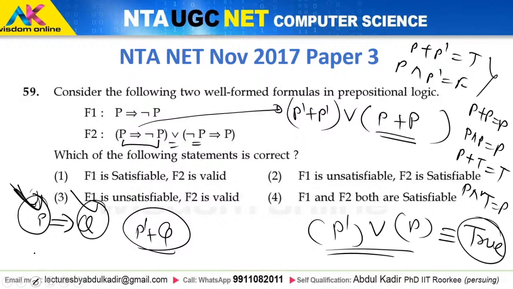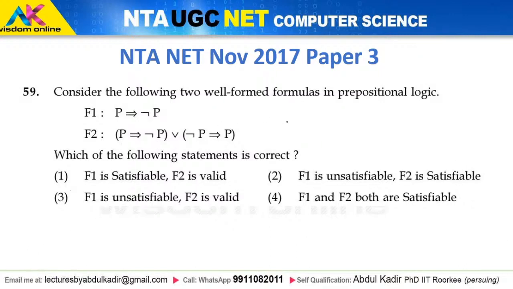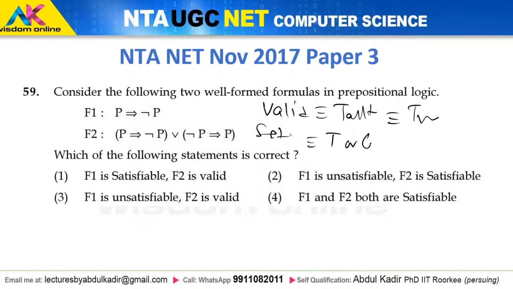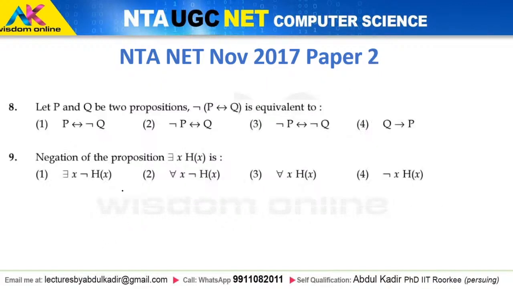Every valid formula is satisfiable. So I can see some people are discussing. Let me tell you, valid means tautology. Tautology means true. Satisfiable means either tautology or contingency. So you can see every valid thing is satisfiable, but a satisfiable thing may not be valid. Anyway, let's move on.